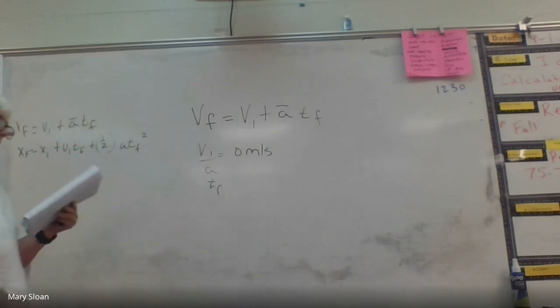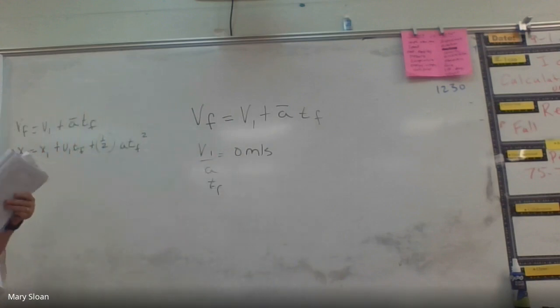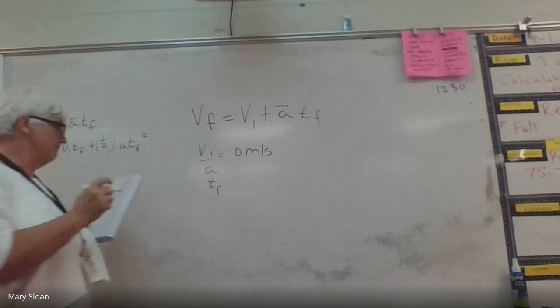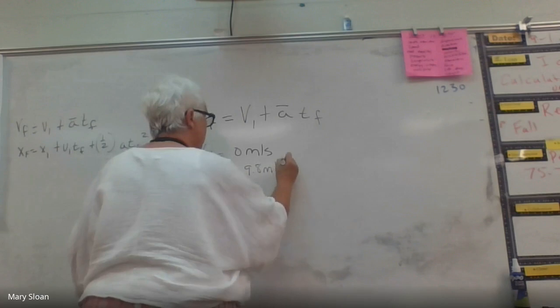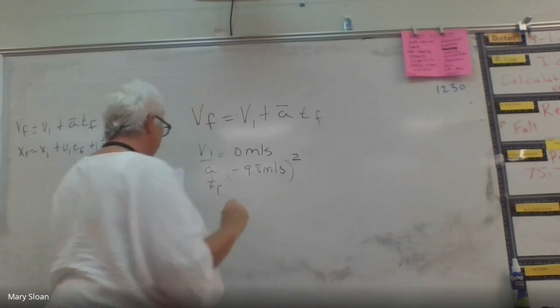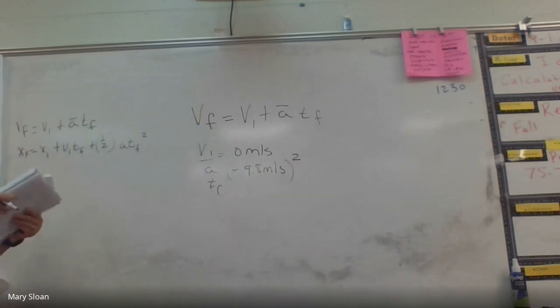Okay, what is my average acceleration? 9.8, which is gravity. Is it positive or negative? Okay, negative 9.8 meters per second squared, right? What is my time final? 4 seconds.